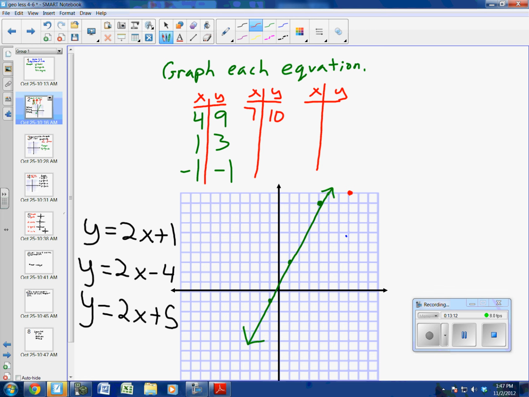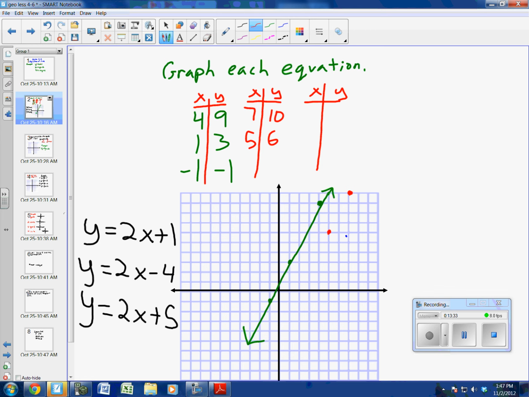Isaac, give me another one. 5. Okay. 2 times 5 is 10. 10 minus 4 is 6. So we're going to graph 1, 2, 3, 4, 5, then 1, 2, 3, 4, 5, 6. I would get a point down here somewhere because it's looking like it's heading in that direction, doesn't it?